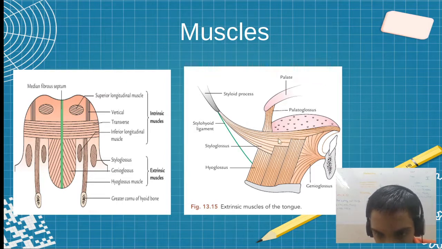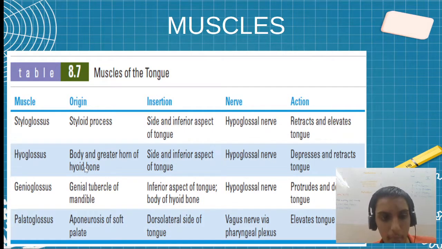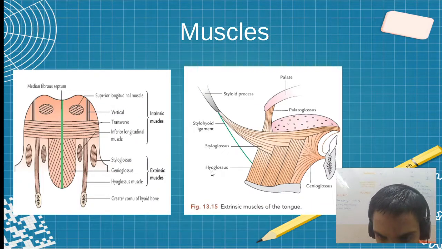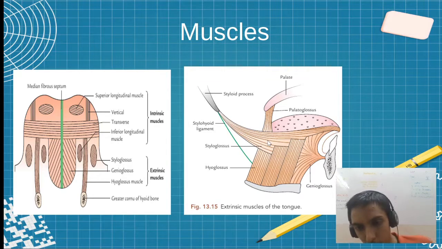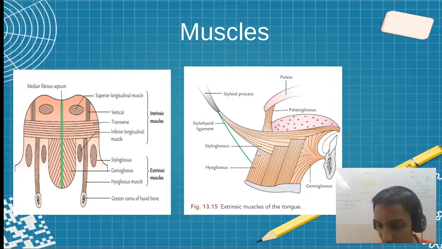Styloglossus. Here, you can see this. It is a very triangular muscle. It is below the tongue. Next, hyoglossus. Hyo is what? Hyoid bone. The body of the hyoid bone. Just remember, body of hyoid. Can you see this? This is the hyoglossus muscle. Here we cannot appreciate the body of hyoid. Where is it? Here is the body of the hyoid. Insertion into tongue, side and inferior aspect.